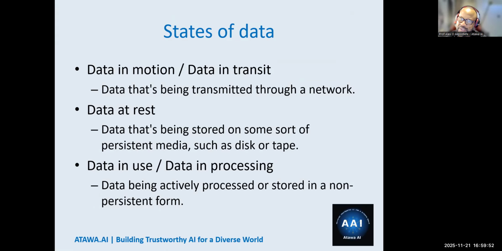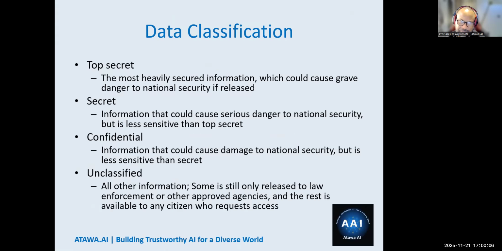So data has three states: data in motion, which we call data in transit, right? When you're moving it from point A to point B. Data at rest is stored on your disk. And of course, data that is being processed, or data in use. Each of them has an encryption requirement. This is a classical classification of data: top secret. It could cause grave danger to national security. Secret. It's less sensitive than top secret, but also a serious danger. And you've got confidential. It's less sensitive than secret.